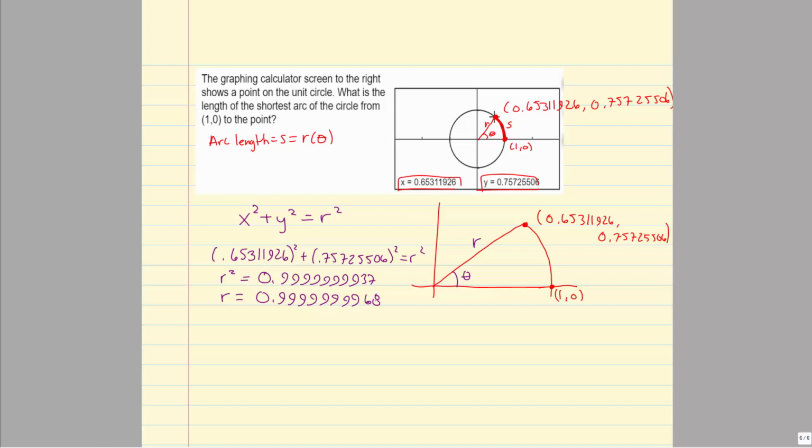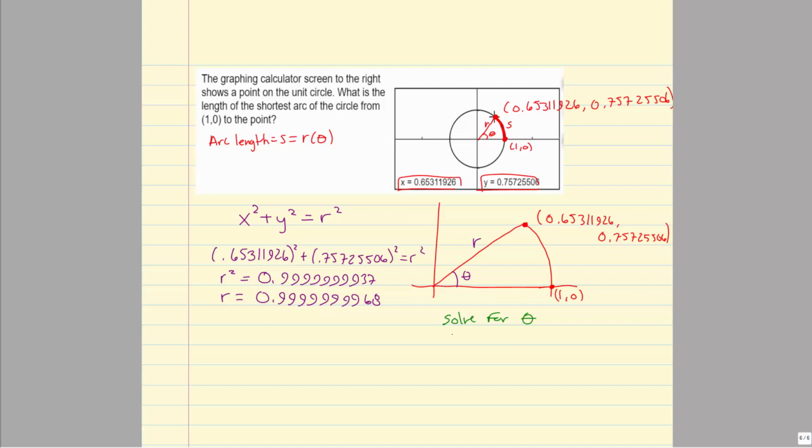So I know my value for r now. Now I need to figure out what my value is for theta. Well, I think the easiest way to solve for theta is to think about what our ratios are here. So I know a value for x and y. That wouldn't be sine or cosine because I'd need to know r. And I do know r here, but I could have a mistake. I should go with the original numbers that were given.